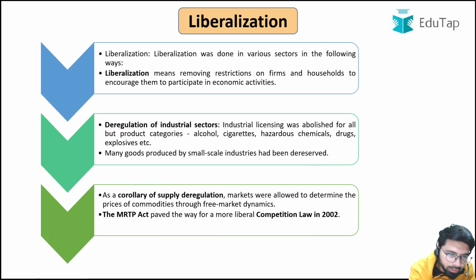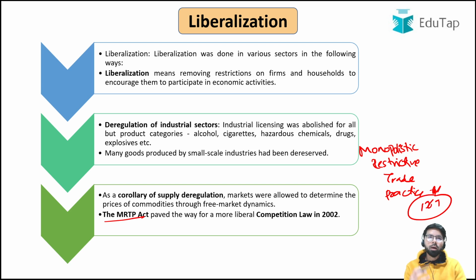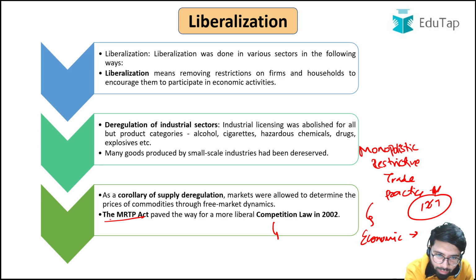And apart from that, let me discuss the last point, which is the MRTP Act, which stands for Monopolies and Restrictive Trade Practices Act. This act was introduced in the year 1969, and the idea behind introducing it was so that economic power is not concentrated in the hands of a few monopolies. They wanted to stop monopolies from emerging. So that was the act which was introduced.